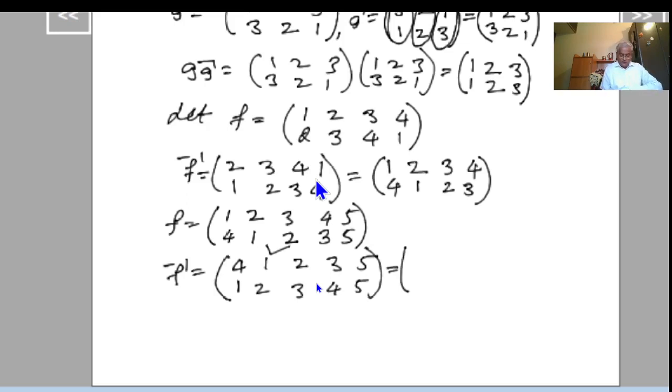first I write this column, that is 1, 2. And then we write this column, 2, 3. Then this column, 3, 4. Then this column, 4, 1. Finally we write this column, that is 5, 5. Okay, this is the inverse of F.